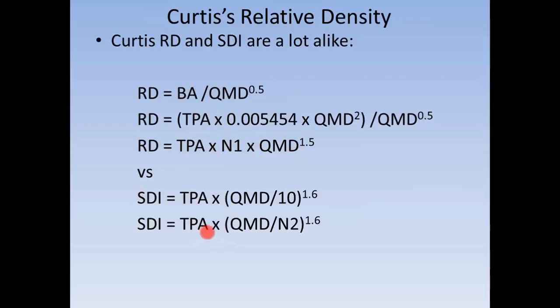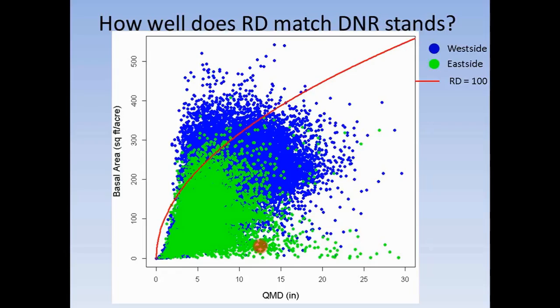SDI is trees per acre times QMD divided by some sort of factor, to the 1.6 power. And so what I really want to point out is these are a little bit different. Basically, they're scaling QMD differently, in this case dividing by 10, and the powers are a little bit different. Curtis felt 1.5 was a better power than 1.6, but really they're very similar. Curtis's scales to about 100 for Douglas fir on the west side, SDI scales to about 600, but the formulations are really very similar.